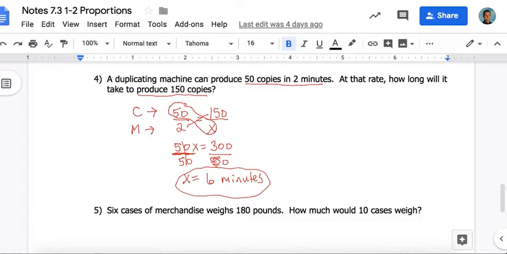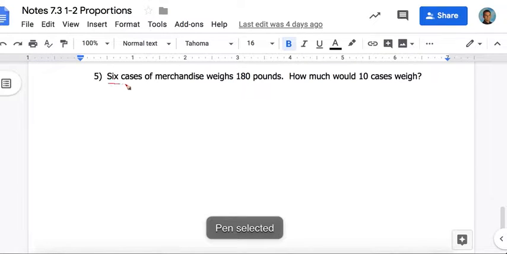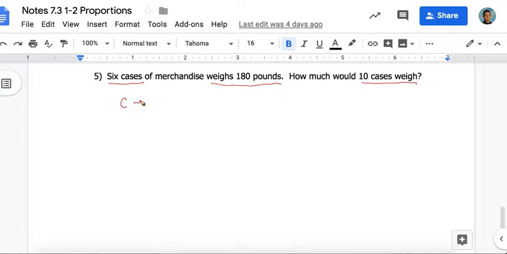Okay, number 5. 6 cases of merchandise weighs 180 pounds. So 6 cases weighs 180 pounds. How much would 10 cases weigh? So our units are cases and pounds. So we know that 6 cases weighs 180 pounds. And we want to know how much 10 cases weighs. So we're going to put an X in the pounds. Now you may have set it up pounds over cases. That's fine. As long as your proportion has 6 diagonal to the X, you should be good.